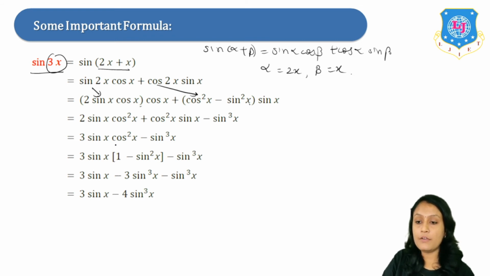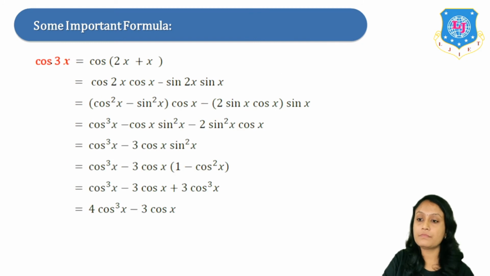Now we want final answer in the terms of sine. So in place of cos square x we will write down 1 minus sin square x. Again multiply this inside and simplify, so you will get the formula for sine 3x as 3 sin x minus 4 sin cube x.